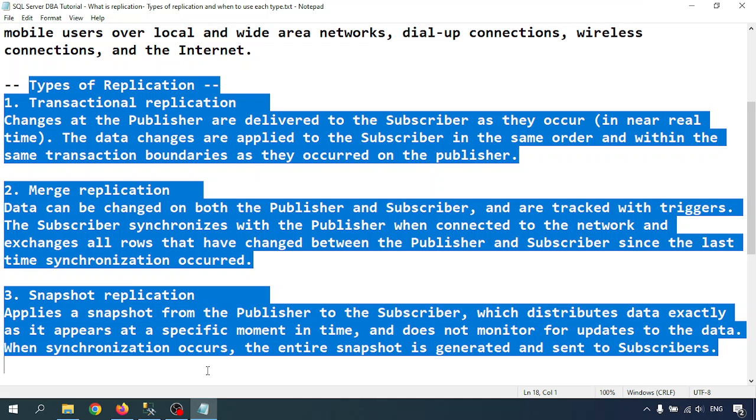In this scenario the subscriber will act as a publisher, and when it needs to give data to the publisher side, the publisher will also act as a subscriber. So the publisher can also be a subscriber at that time, and the subscriber can also be a publisher at that time. So this is the real quick overview of replication, and we have three types of replication. Hope it helps. Thank you for watching.